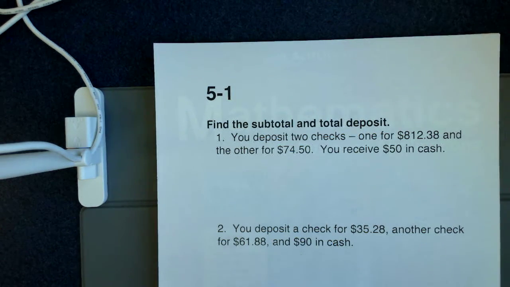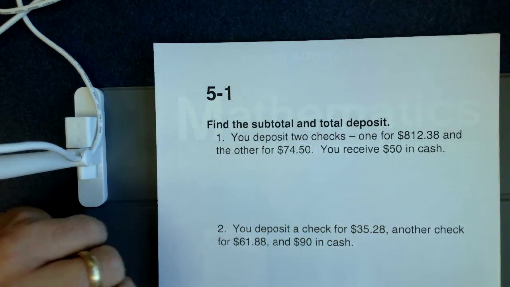In section 5.1, we're going to find the subtotal and total deposit when you make a deposit into your bank account. This is going to be very similar to when we did deposit slips back in chapter 4, except now instead of filling out the deposit slip, they're giving it to you as a word problem. So here's how it looks.